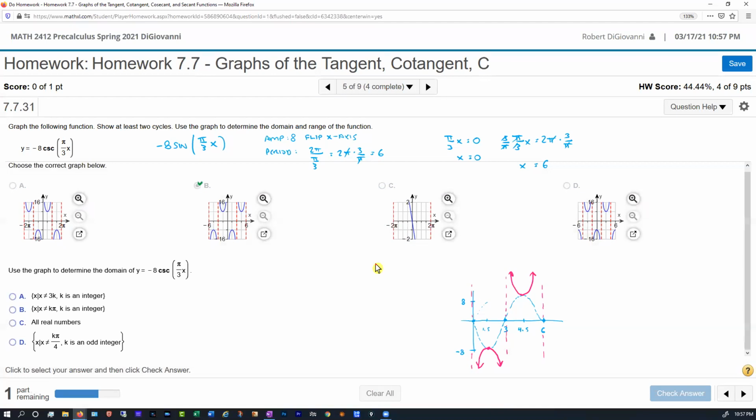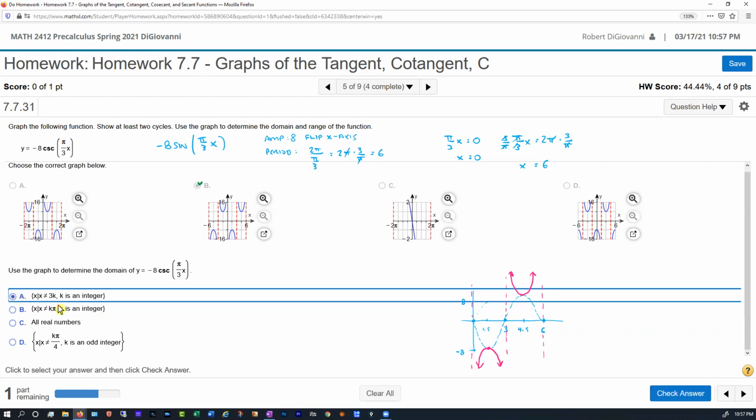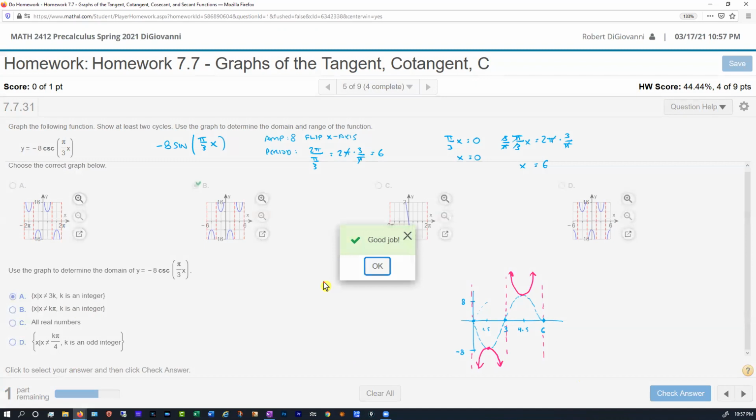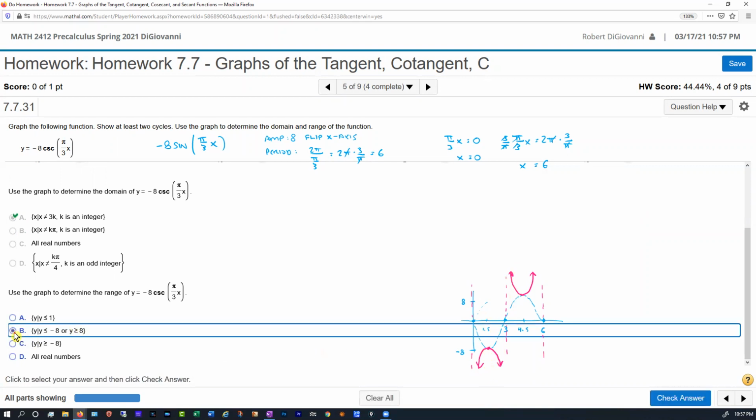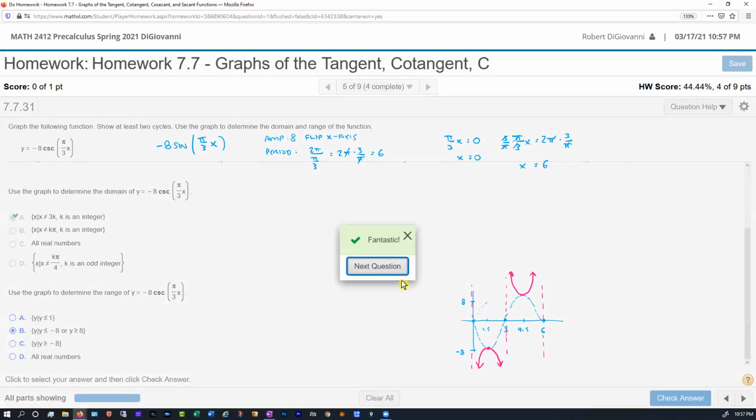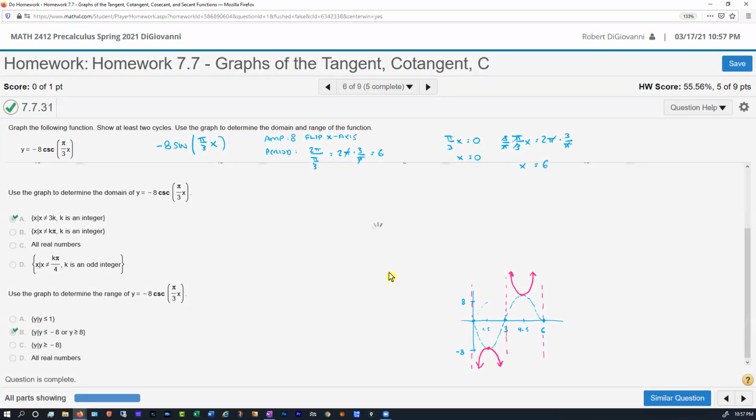Okay, the domain is everything except for, let's see, we have verticals at 0, 3, 6, 9, so all multiples of 3. And then our range is everything bigger than or equal to 8 or less than or equal to -8. So it should be this one right here. There we go.